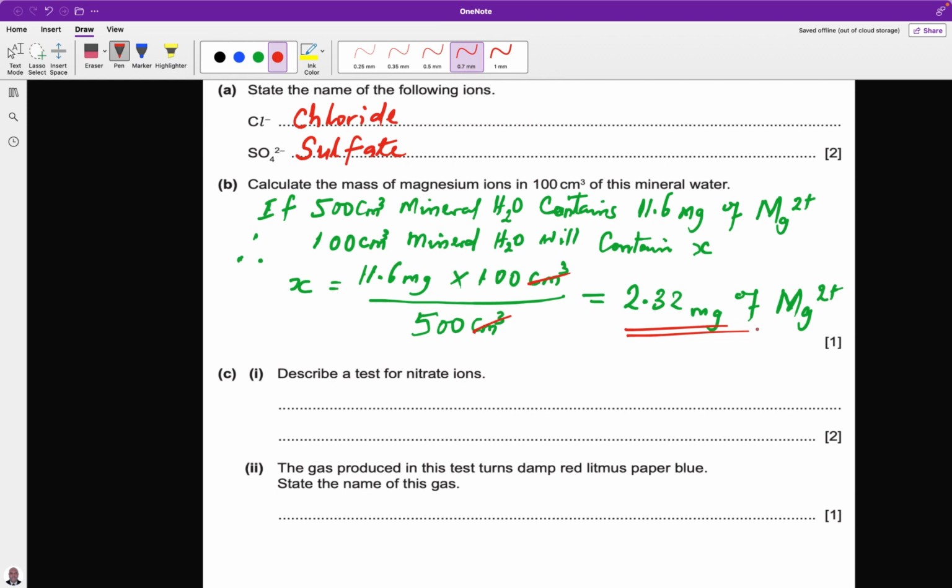So precisely we can write that for the test for nitrate, we can say add aqueous sodium hydroxide.